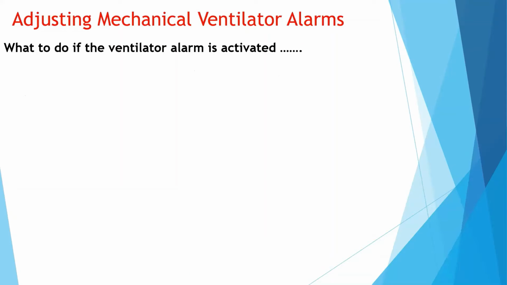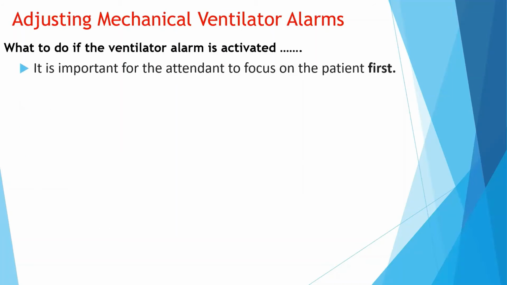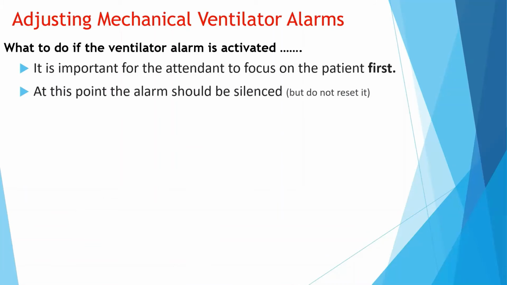So now the question is what to do if the ventilator alarm is activated. It is important for the attendant to focus on the patient first and to decide whether the patient is in danger. And at this point, the alarm could be silenced. There is always a silence button for these ringing alarms, and the majority of them can be silenced. Do not move from the ventilator, and do not reset it, but the alarms can be silenced at this point. Address the alarm situation second.